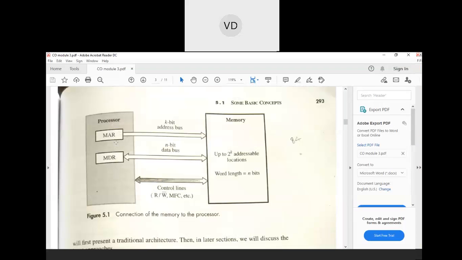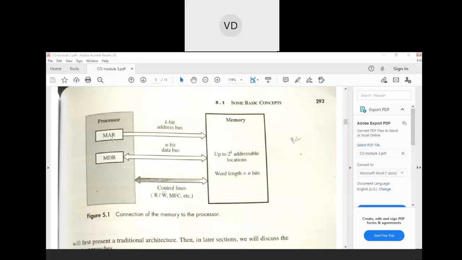Yeah, tell me, what is the MAR register storing into it? Am I audible, students? Am I audible? You can drop a message in the chat box there. Hello. Am I audible? Yes, ma'am. Okay, okay. Okay, now tell me what is MAR then? Yes, tell me what is MAR.